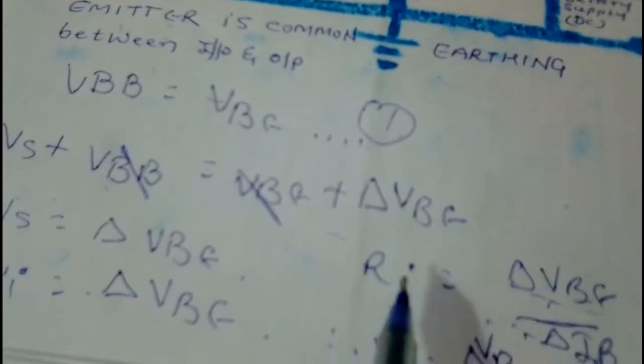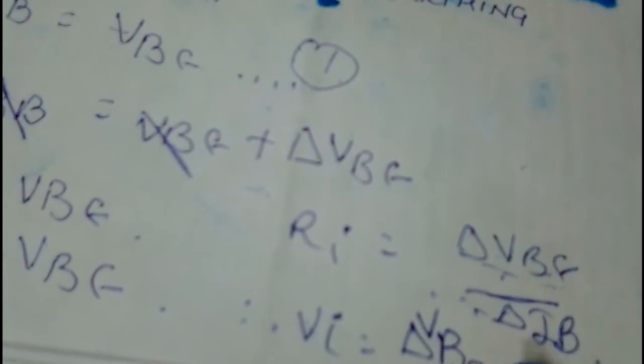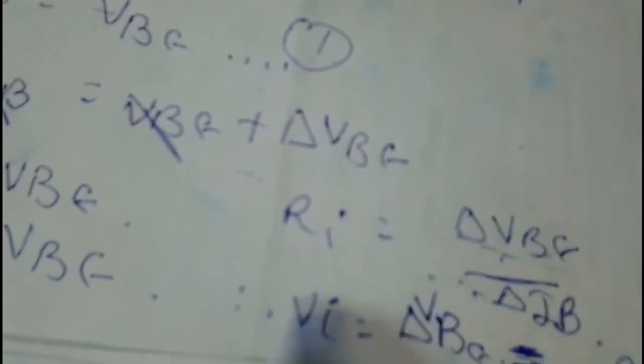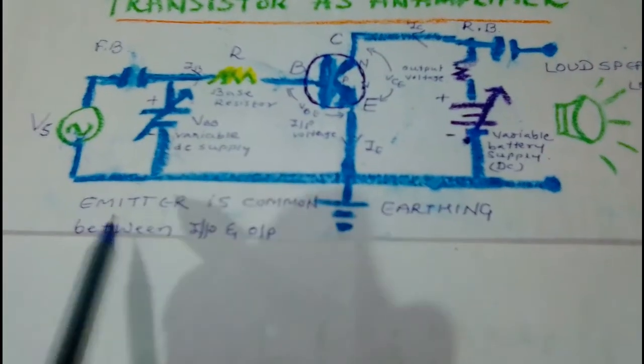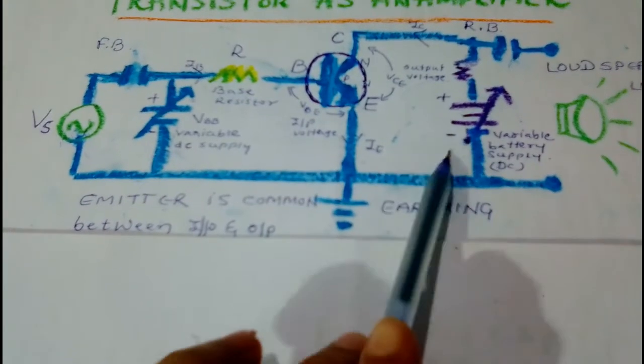Now let's find out the input resistance Ri. Ri is equal to the change in voltage across base emitter divided by the change in base current. So Vi is delta VBE, and Vi is equal to Ri into delta IB. Vi is equal to delta VBE is equal to Ri into delta IB. Okay.